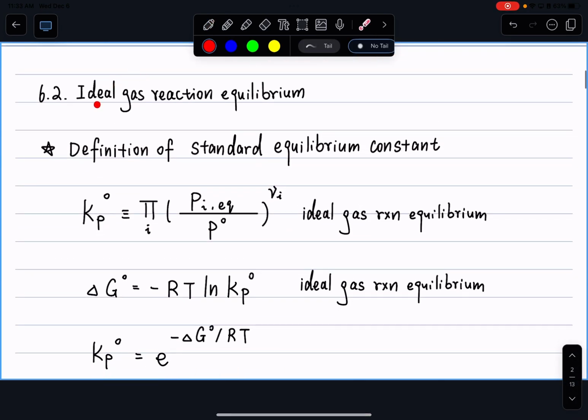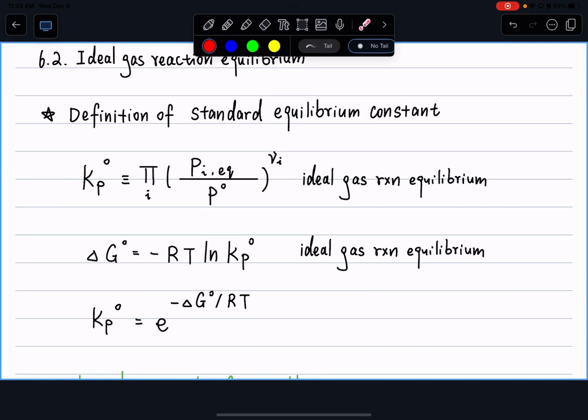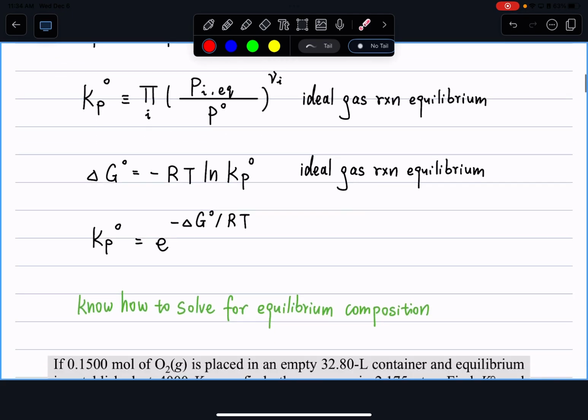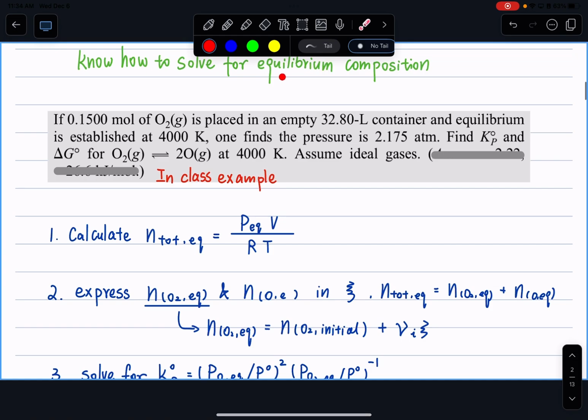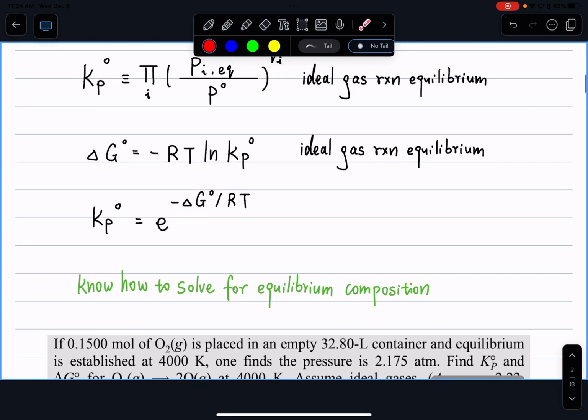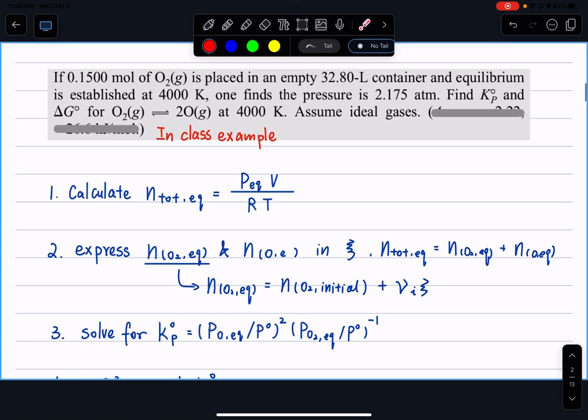Next, we went over the ideal gas reaction equilibrium. That means we started with a few derivations to get to the definition of our standard equilibrium constant, and also the relationship between your standard equilibrium constant and the standard Gibbs free energy. And then we went over how to use what we just derived, the definition of equilibrium constant and delta G of the reaction, to actually solve for equilibrium composition.